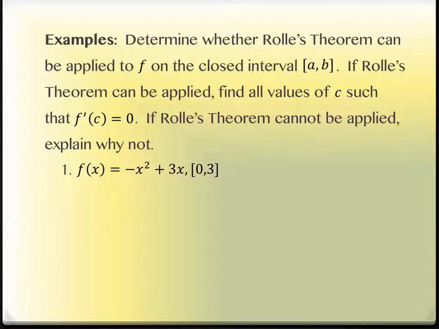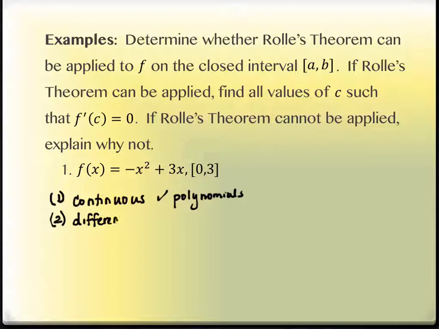Our first condition that we're supposed to check is that it's continuous. Why is this one continuous? Yeah, this one works because it's a polynomial. Polynomials are always continuous. We learned that back in chapter 1. Second condition we're going to check is, is it differentiable? Do you remember why? Yeah, same reason. We learned that in chapter 2. This one is differentiable because it's a polynomial.